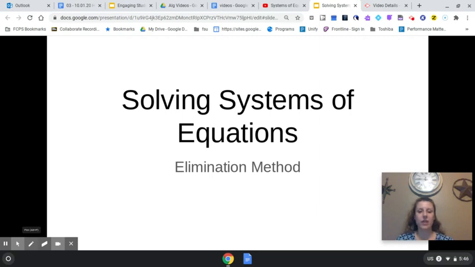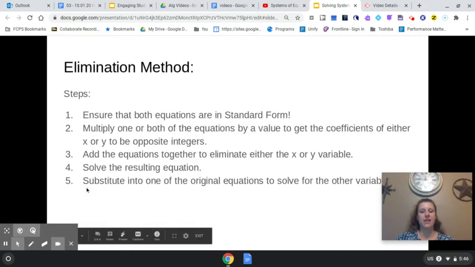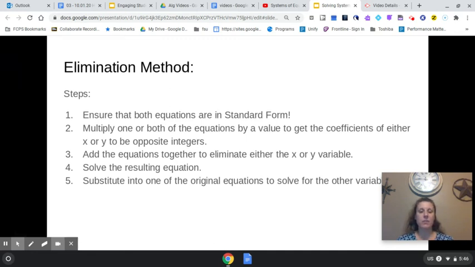In this lesson, we are going to be covering solving systems of equations using the elimination method. Before we just jump right into some examples, there are some steps that we need to follow in order to do this elimination method correctly. The first one, we want to ensure that both equations are in standard form. If they're not, you could always transform them into standard form, or you could consider using one of the other methods. Maybe the substitution method would be better.